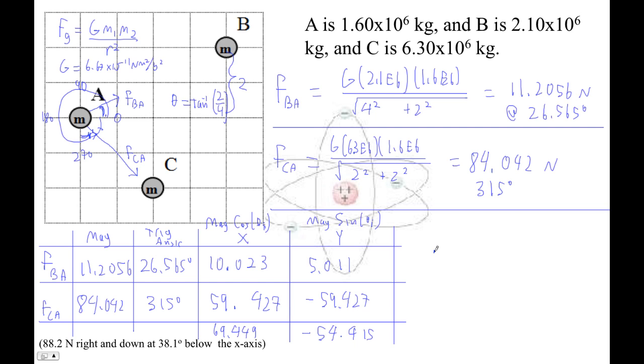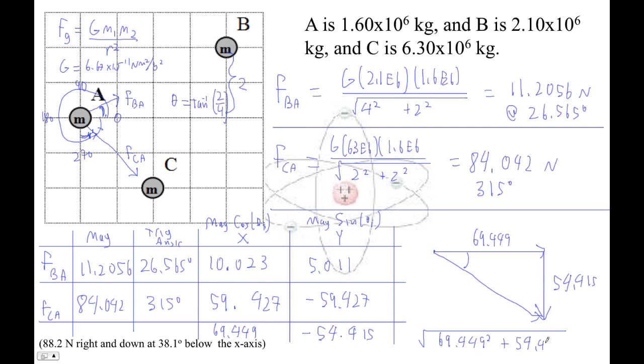All right, so I'm going to draw a picture of this guy. I'm going to go over, and go down. Notice I don't go down as much. This is 69.449, this is 54.415. There's my magnitude, my angle. So my magnitude is 69.449 squared plus 54.415 squared. Now be careful, you don't want to put that minus sign in your square root. I've got to get rid of that minus sign. That gives 88.2 newtons as the magnitude.